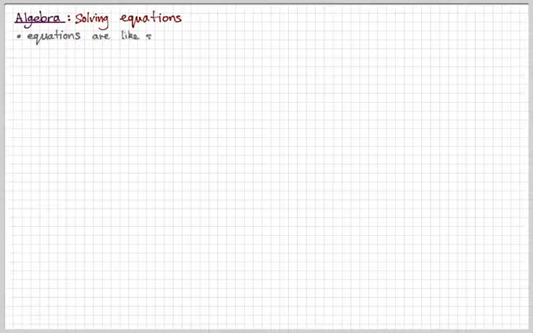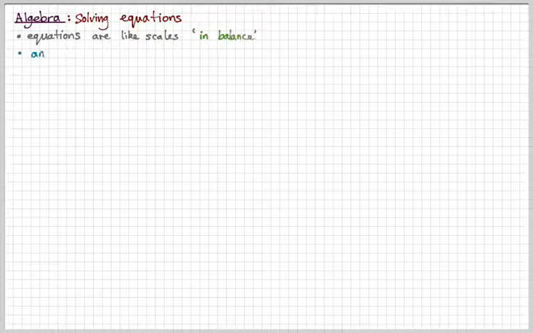Okay, today we're going to be looking at algebra. Specifically, we're going to be looking at solving equations. We're going to have equations where x is on both sides, and we're going to use an analogy where we treat equations like scales that are in balance.